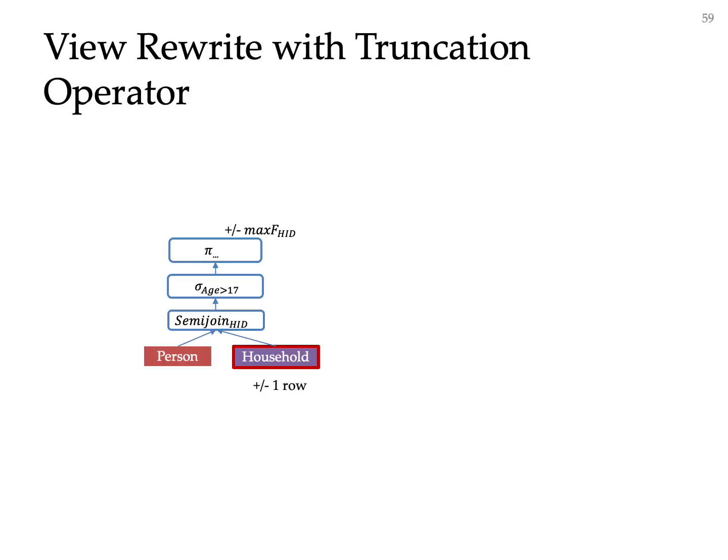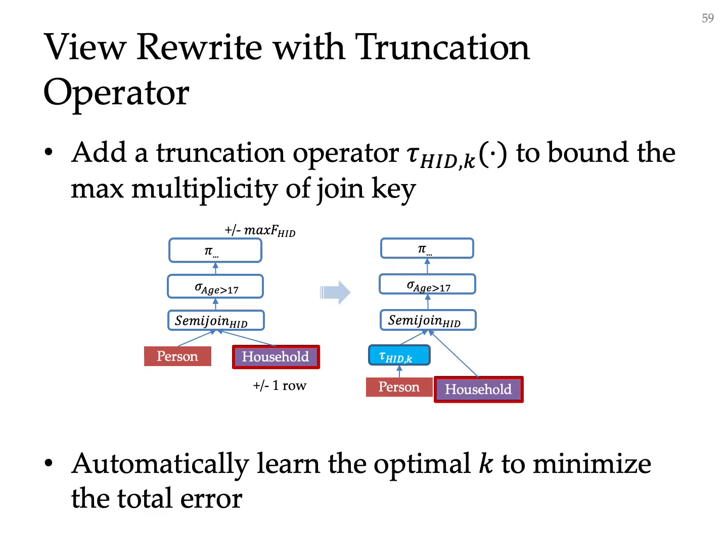The main idea presented in Private SQL is to have a truncation operator to bound the maximum multiplicity of the join key. For instance, when computing the semi-join between the household table and the person table, it first applies a truncation operator to the person table, which restricts the maximum times a record in the person table can be joined with the household table. And here we just bound it as k. Therefore, the sensitivity of the semi-join is bounded by k, and the following filter operator has a bounded sensitivity equal to 1. In general, we thus obtain an overall sensitivity for the entire query that is k.